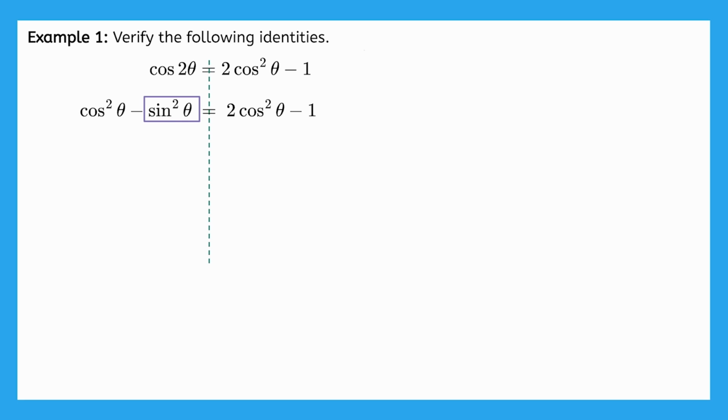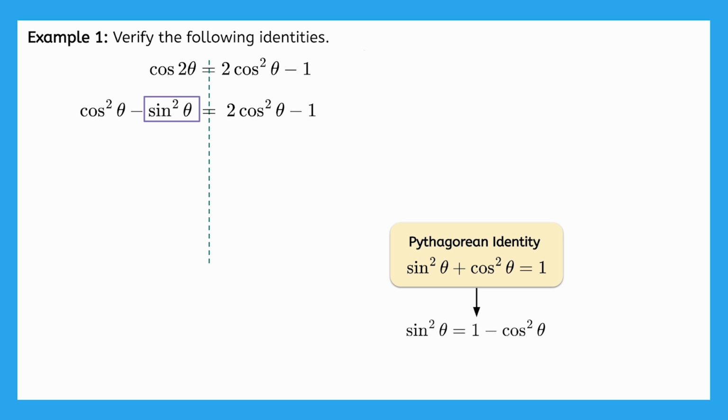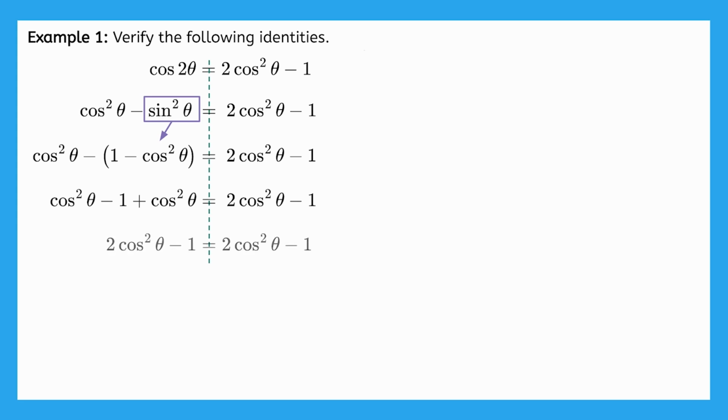Seeing sine and cosine squared makes me think of the Pythagorean identity. If our goal is to replace sine squared theta with an equivalent expression involving cosine, we can isolate sine squared theta in this identity, which gives us 1 minus cosine squared theta, which we can then substitute in for the sine squared. Now we just simplify the signs and combine like terms, and the identity is verified.